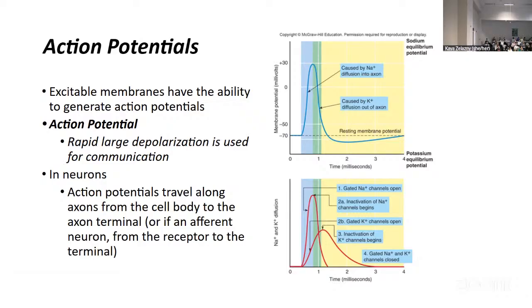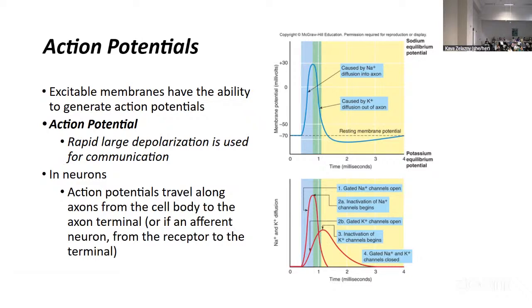So when we have a cell with the ability to change its membrane potential for communication or for a response, we refer to it as an excitable membrane. It's responding to changes in ion concentrations, which result in changes in voltage. An excitable cell has the ability to create action potentials, these large spikes in charge.